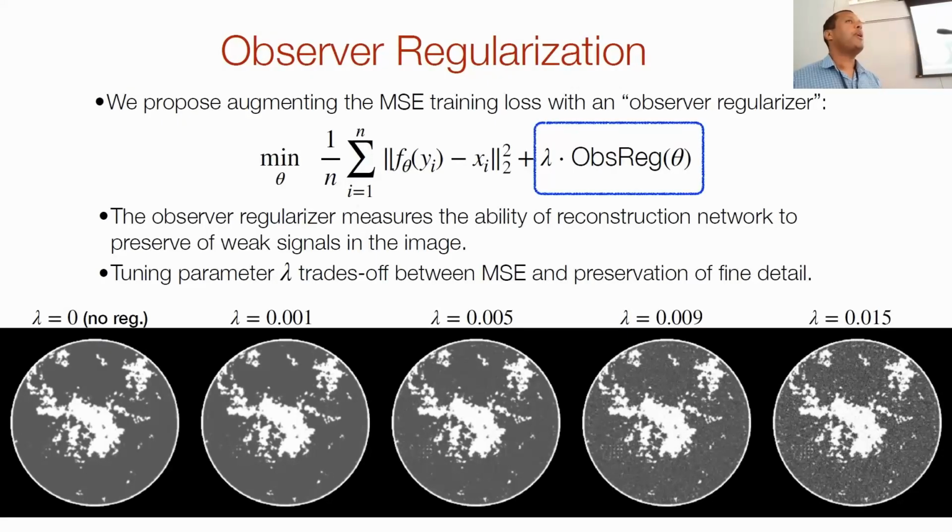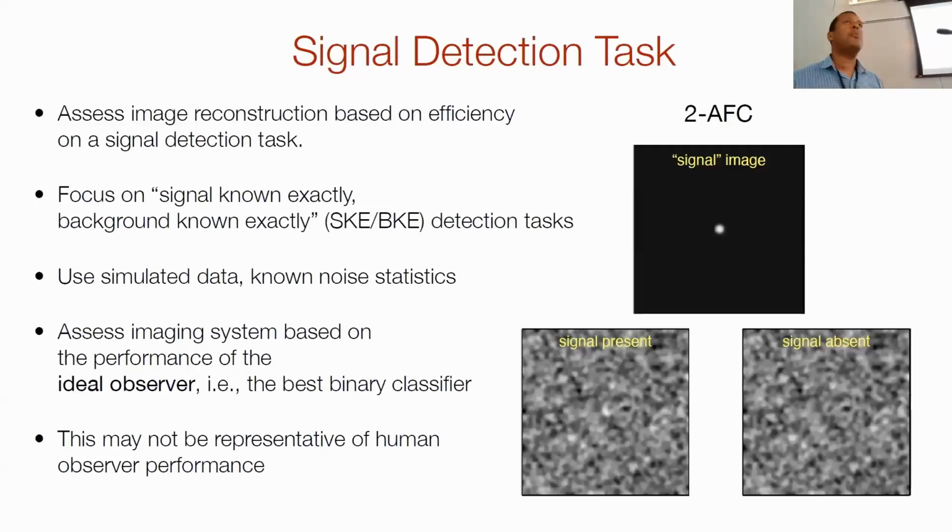We're going to do that also with a task-based method. Mark already talked a little bit about signal detection, so I'll try to breeze through this quickly. For signal detection, one way to understand the metric is to think of a two alternative forced choice experiment. So you're given a signal there on the top image, and you're shown two images, one with the signal present and one with the signal absent. And then as an observer, you have to say which one it is: on the left or on the right.